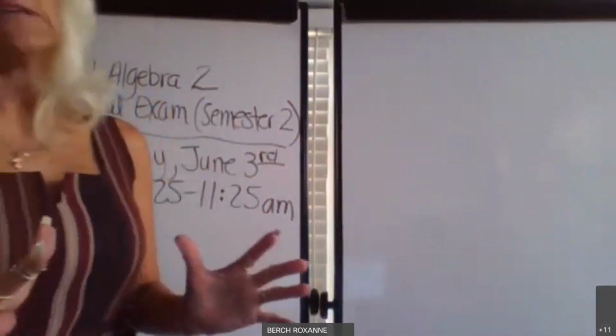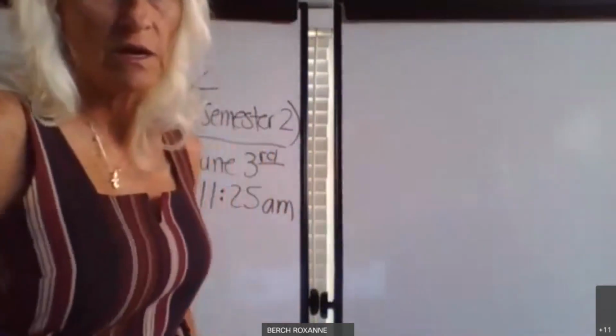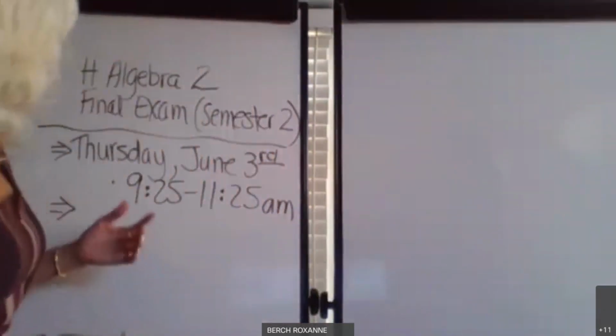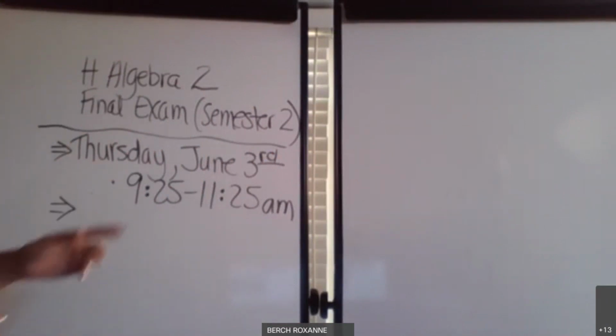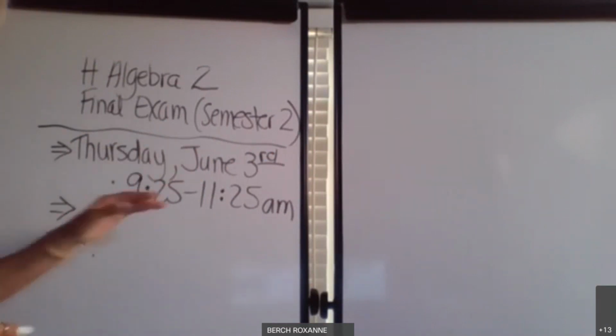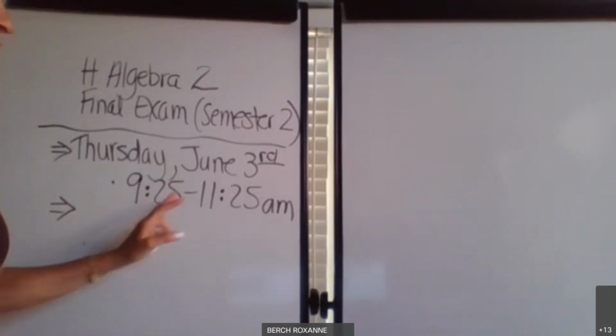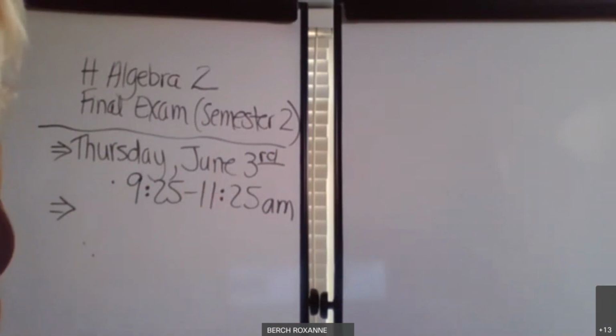Okay, so the first thing I want to talk about is the final for Honors Algebra 2. It's going to be for this period, period 3. It's on Thursday, June 3rd, and it's 2 hours, 9:25 to 11:25. So that's 120 minutes. All right, so the final would be 40 questions.